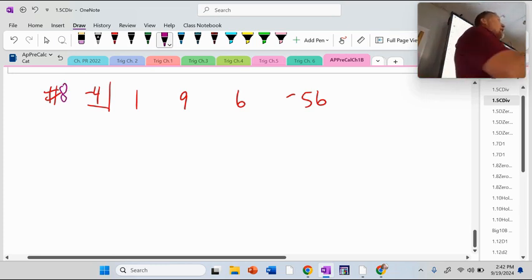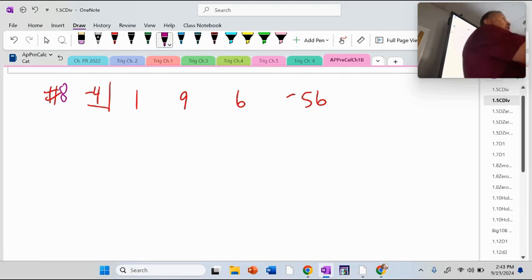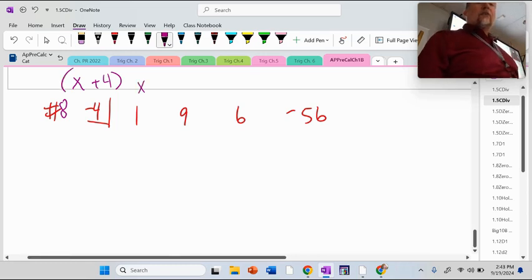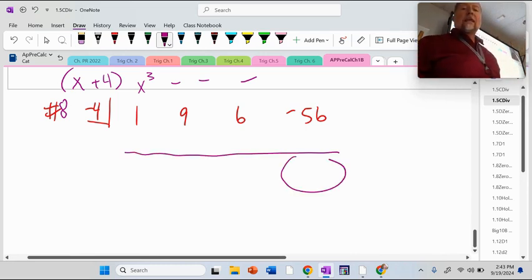Now I'm telling you right now, 3, 4, and 5, you should do through synthetic division because you are dividing by a linear binomial with a leading coefficient of 1. Okay, but number 8, right? Didn't they tell you that x plus 4 is a factor of 1x cubed, blah, blah, blah? Prove it. If this is a factor, what should I get as a remainder? What do you think? 0 is correct.